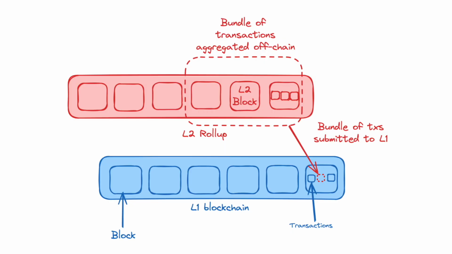So ZK Sync Era is an example of an L2 rollup that uses ZK proofs. So transactions are actually batched off-chain, and then this data is bundled together. And then this bundle of transaction data is then submitted to the L1 for verification. So what they do is they generate a ZK proof that proves the state changes for this bundle of transactions. So instead of having to submit all of the transaction data to Ethereum or the L1, only the proof and the transaction bundle are actually submitted, which drastically decreases gas fees.